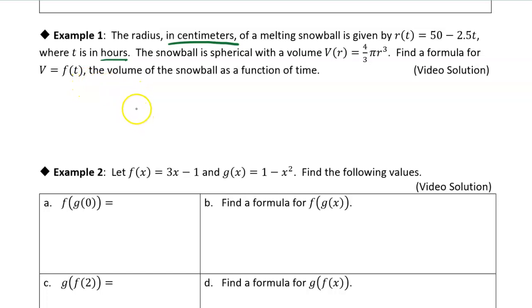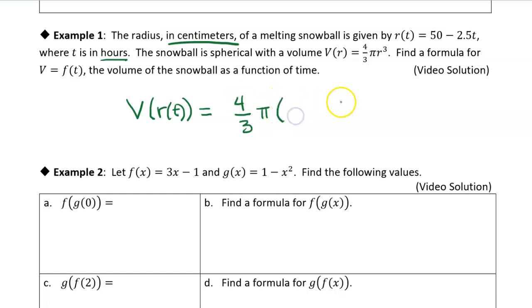All right, so we have a function for our volume in terms of radius, right? But our radius is a function of time. So I can put that in to the input of the volume function. Wherever I see the radius in the function for volume, I can replace it with this function for the radius in terms of time, and then I'll have a function for the volume in terms of time. So I know the volume is 4/3 pi r cubed.